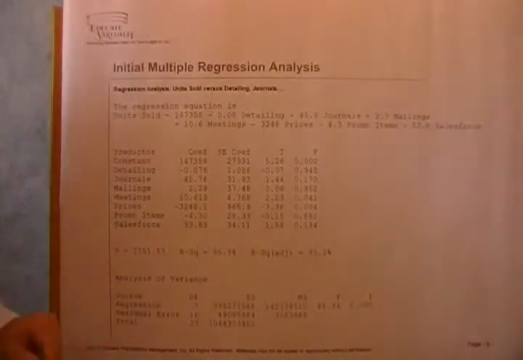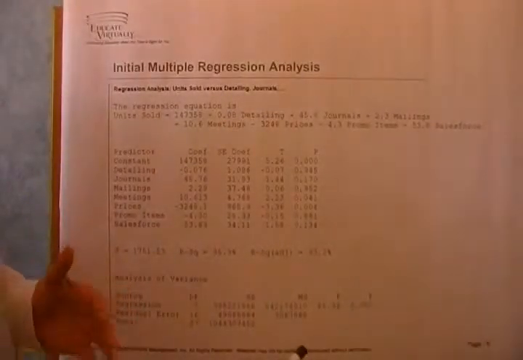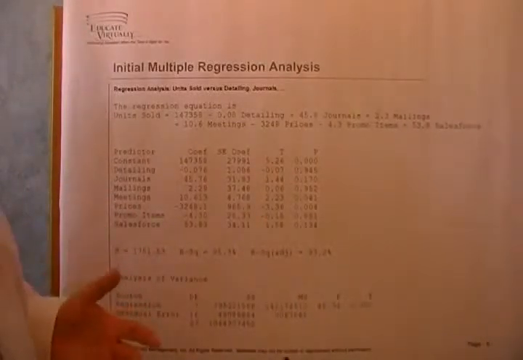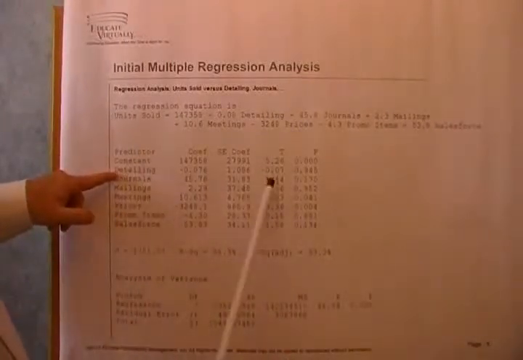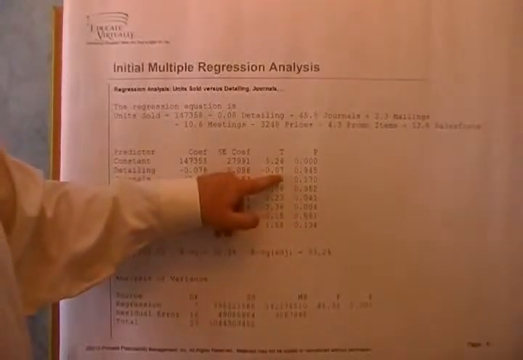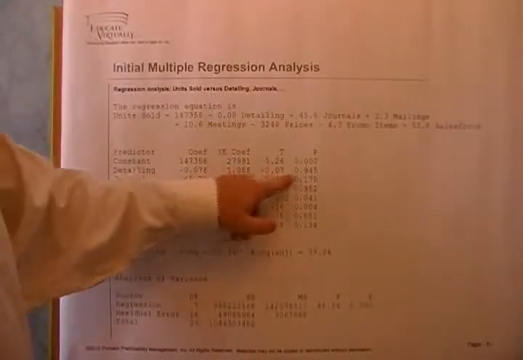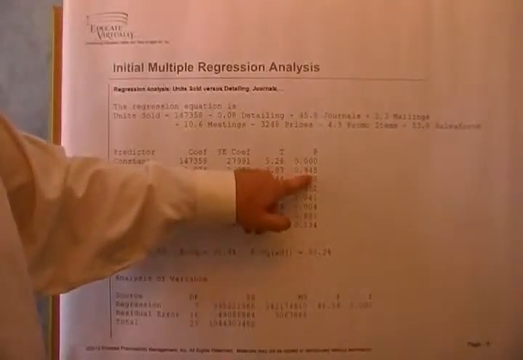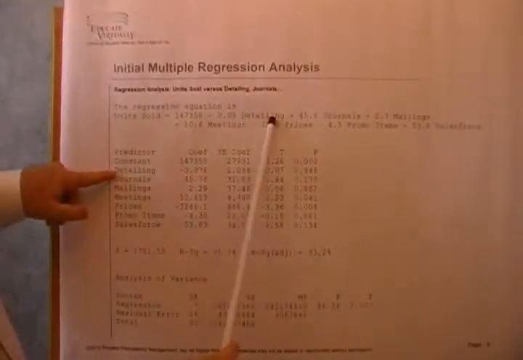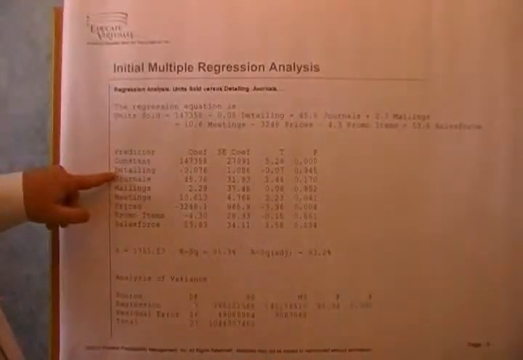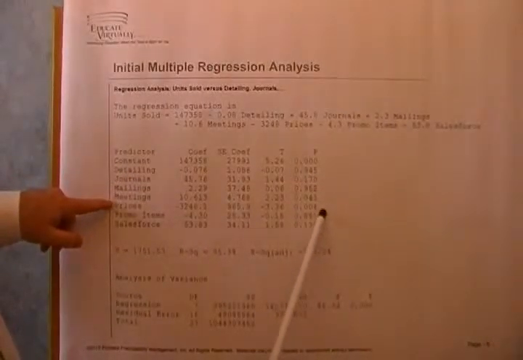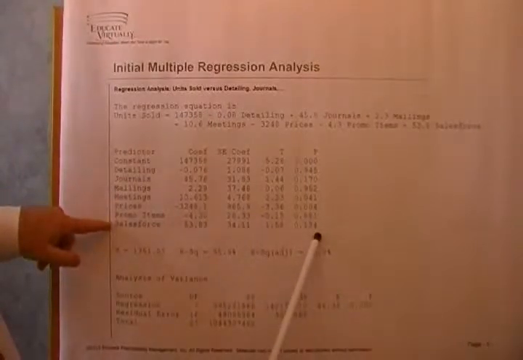Now the T statistics, if we have a T value with an absolute value that is equal to 1 or less, we know that that is not going to be significant. Let's take a look. Okay, is this T statistic, minus 0.07, its absolute value, is that 1 or less? Yes, it is. What's the p-value? 0.945. All right, that's a huge, huge p-value, so we know that that's not a significant factor. So detailing should not be in our model. All right, we can look at journal advertising, mailings, meetings, prices, promotional items, and sales force spending.